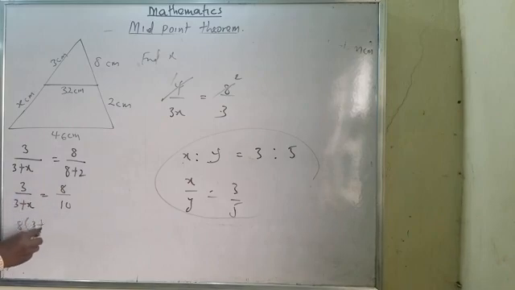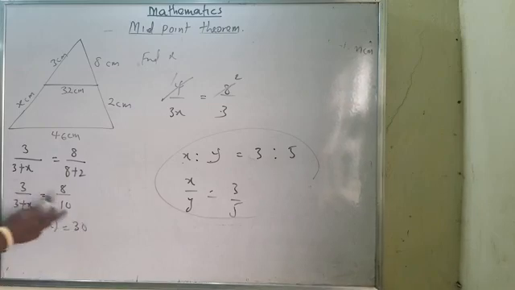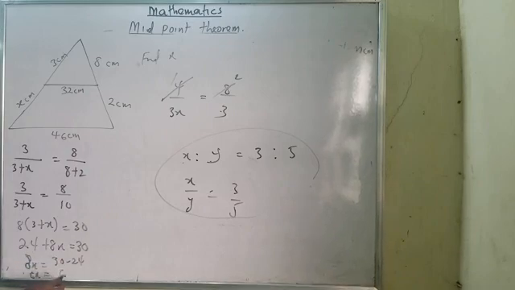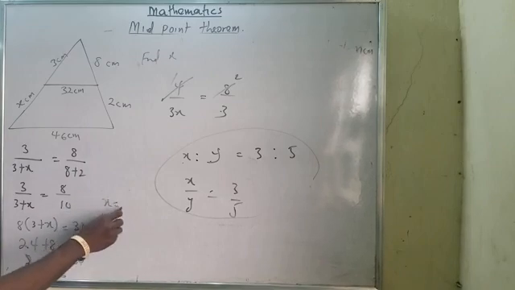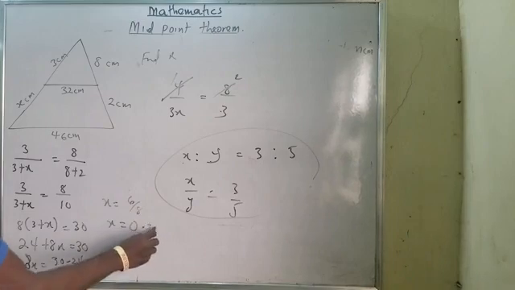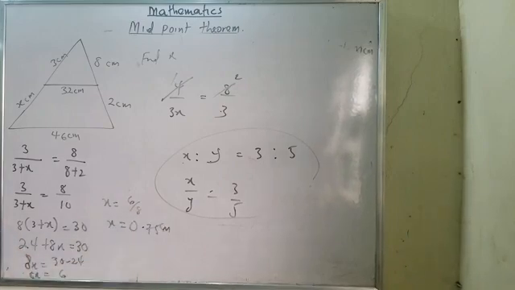8 bracket of 3 plus x equals 30. When I cross multiply and multiply this out, it will be 24 plus 8x equals 30. Now, 8x equals 30 minus 24, which is 8x equals 6. Now, my x becomes 6 all over 8, which, when you divide, x will be 0.7 something, 0.75 centimeter. That is all about that.